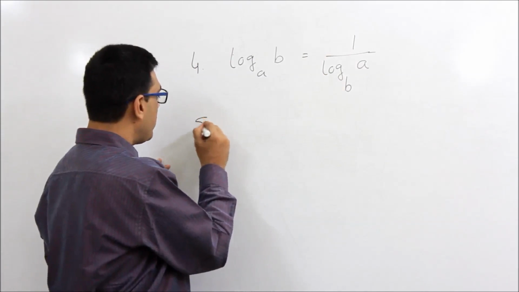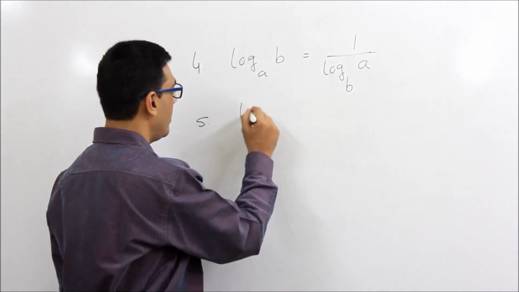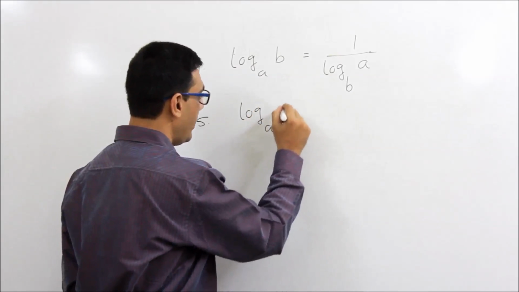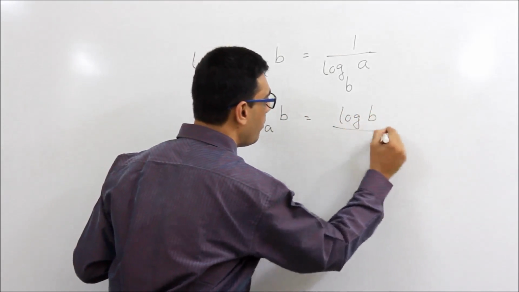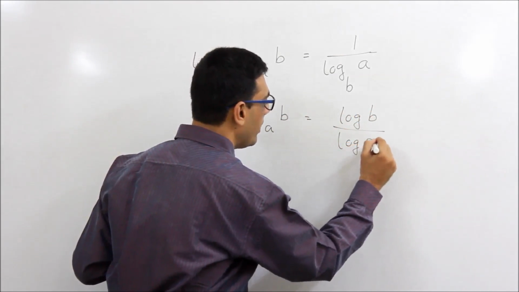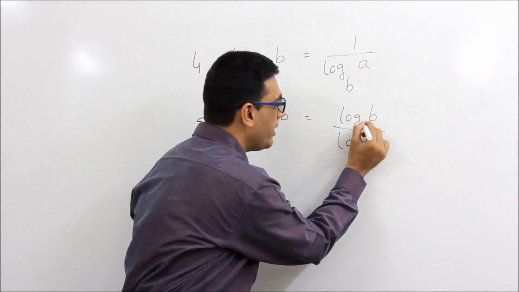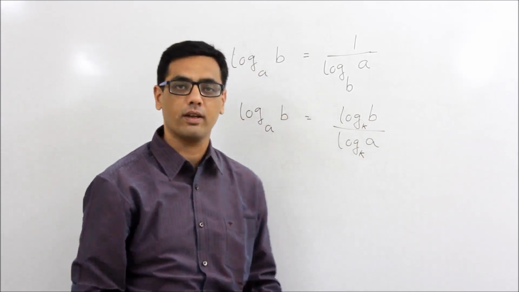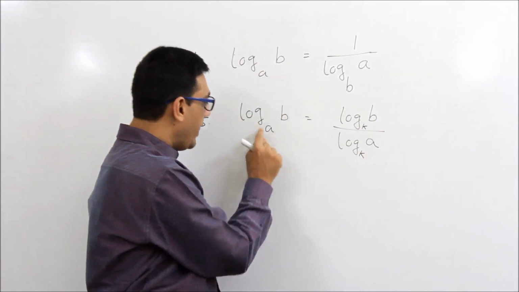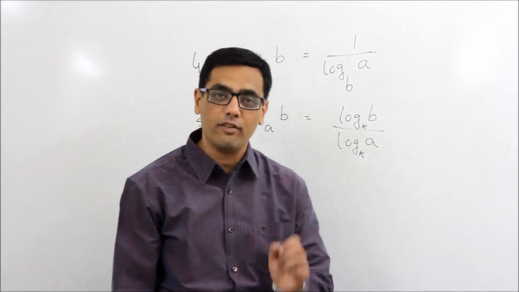Rule number 5, which is a very important rule as far as CAT is concerned, is this. Log to the base a of b is equal to log of b upon log of a, where this base can be anything. It can be of base k. It has to be the same. So log base a of b is equal to log b upon log a. Please understand, this is a very important rule.